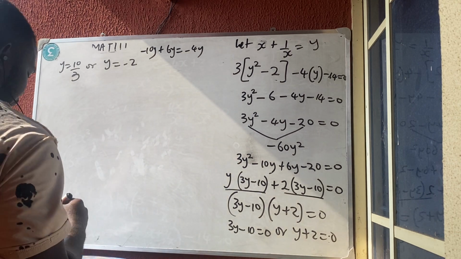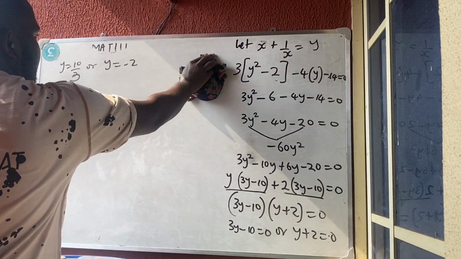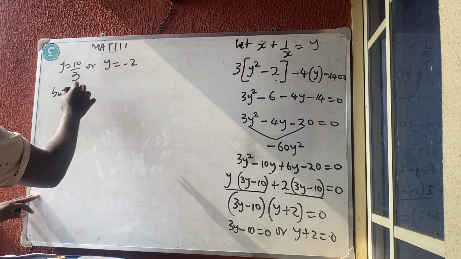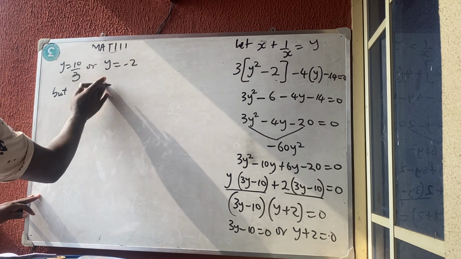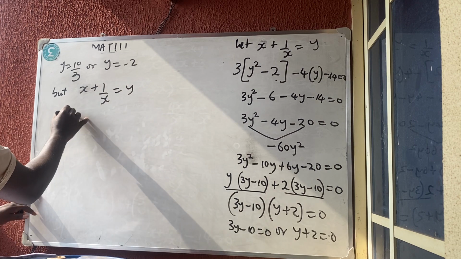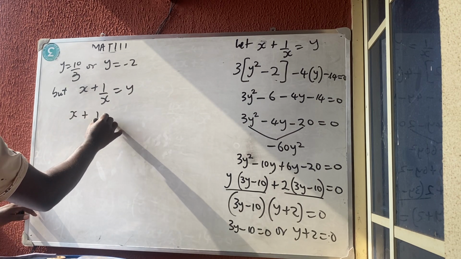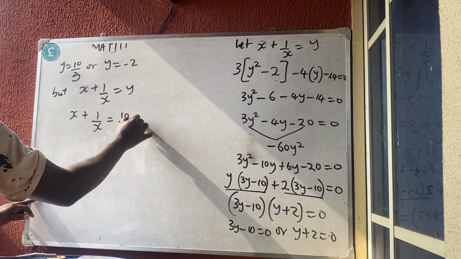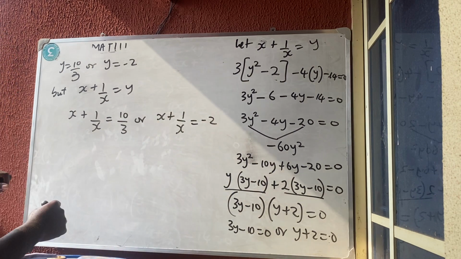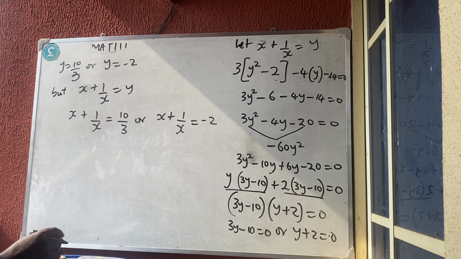But I'm not looking for y. What I'm looking for is x. I will tell them that, but there is a place I said that x plus 1 over x is equal to y. So which means x plus 1 over x is equal to what? 10 over 3, or x plus 1 over x is equal to what? Minus 2.